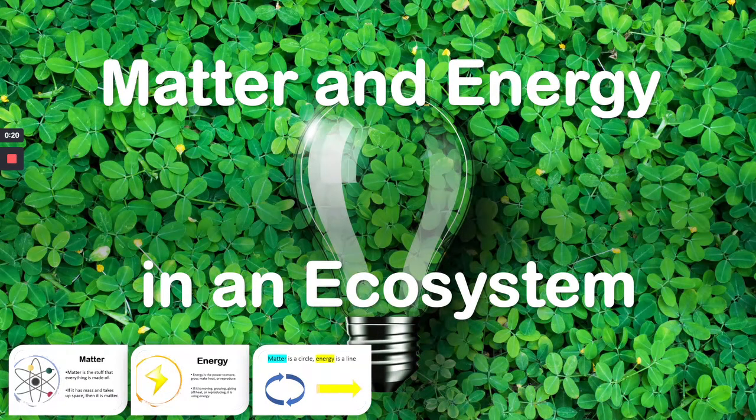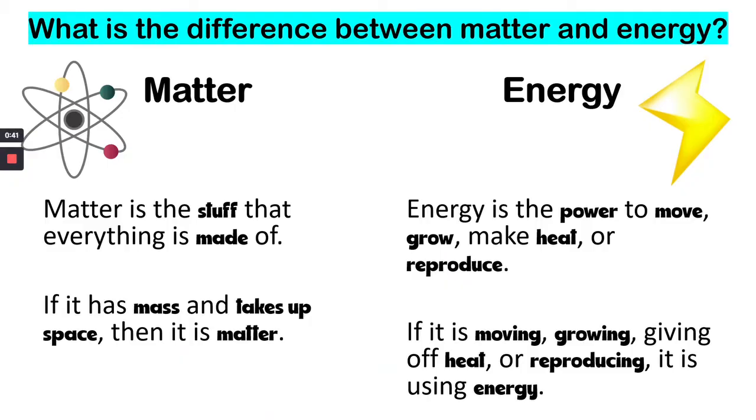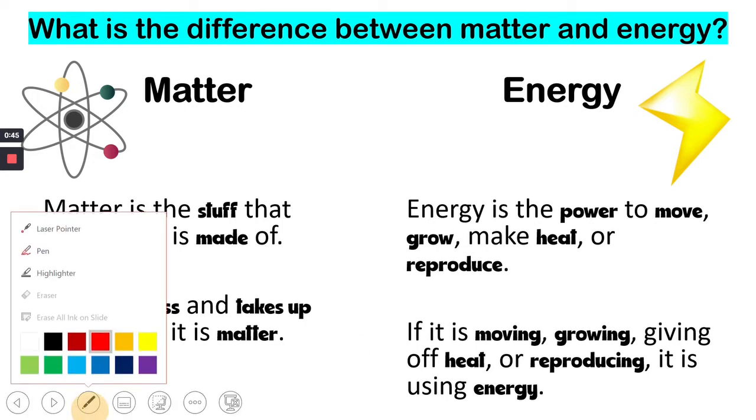Food chains are when you show which organism eats which other organism, and food webs are when we show that there's more than one food chain in an ecosystem. But this week, we're going to really dig into what's happening when organisms eat other organisms. And so we're going to discuss matter and energy in an ecosystem. So first, let's talk about the difference between matter and energy.